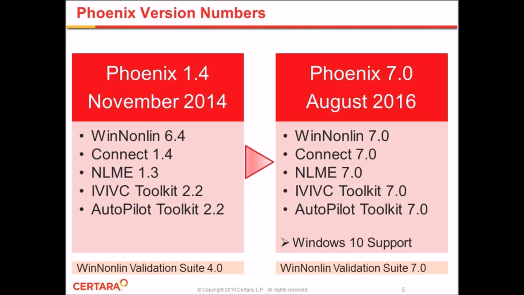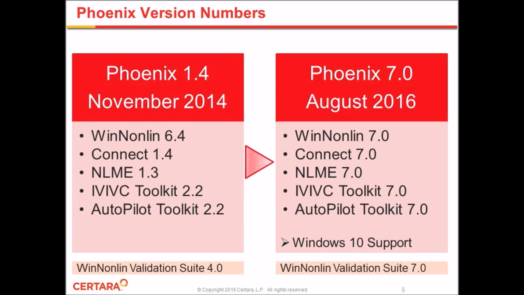A specific version of Phoenix refers to the platform version number and also to the specific collection of individual product versions. So I want to start and explain the change in version numbering that took place for Phoenix 7.0. When the Phoenix platform was first introduced, the platform was introduced as version 1.0, but the WinNonlin product and the toolkits already existed. So those existing version numbers were incremented.